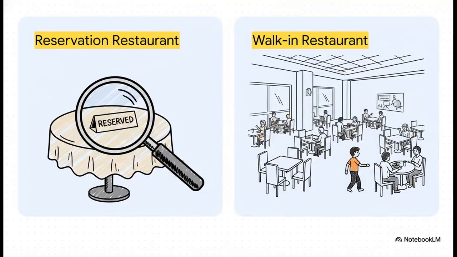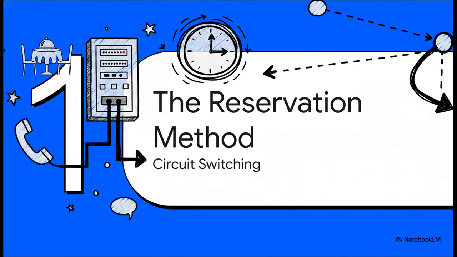Okay, so on the one hand, we've got a reservation restaurant. You know the type. You have to call ahead and book a specific table in advance. And on the other hand, there's a walk-in restaurant where you just show up and grab the first table that's free. Believe it or not, these two models perfectly illustrate the two basic ways networks handle all of our data. So let's start with that first one, the reservation restaurant. In the world of computer networks, this method is called circuit switching.